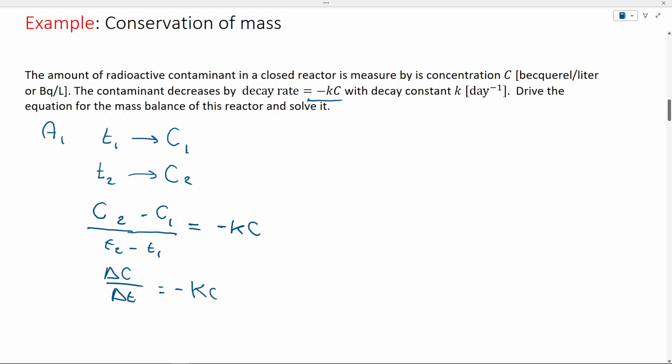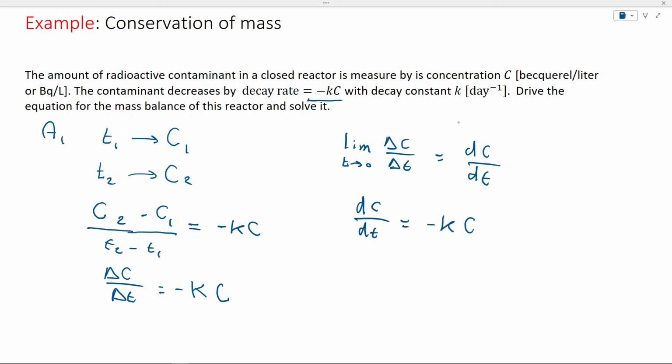And we remember that if we want to find the derivative of this, what we can do is say the limit of dc over dt as time goes to 0, the instantaneous rate of change. That would be equal to what? That would be equal to dc over dt. So the instantaneous rate of change dc over dt is equal to negative kc.